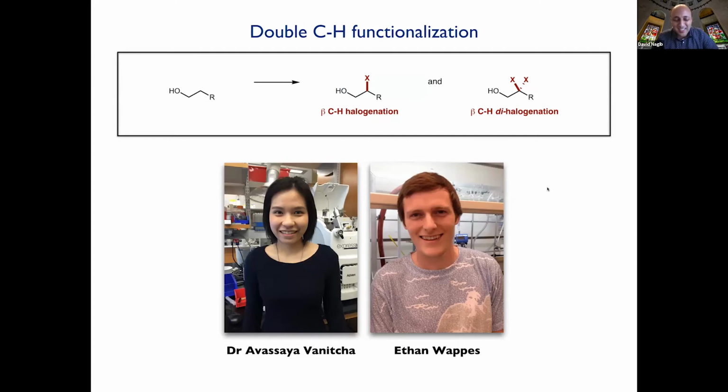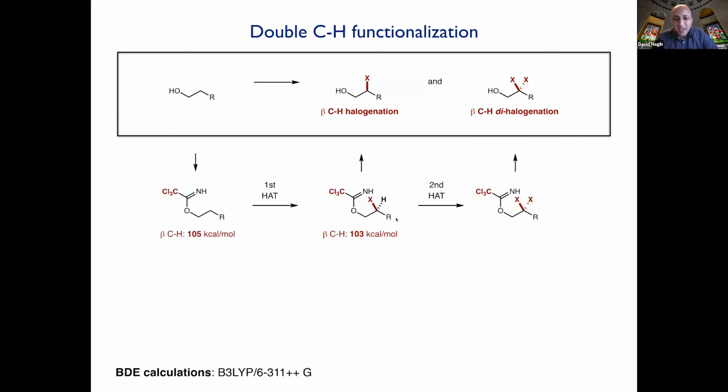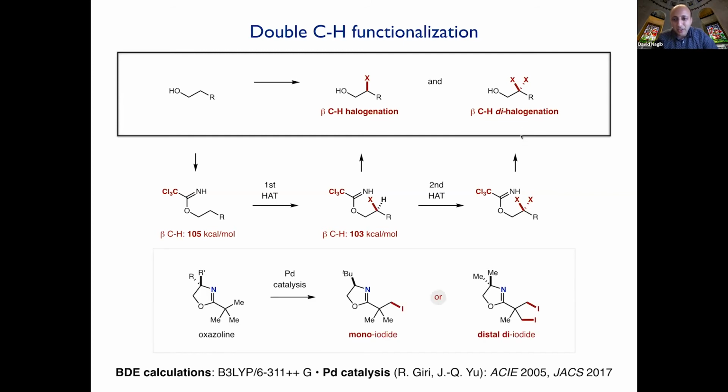We've been obsessed with this idea since the work of Avasay and Ethan, who were interested in intercepting the intermediate halide. So again, we made the imidates, we did beta CH functionalization to get to the halide, and of course we were cyclizing across that halide to get to the CN product. But in this case, we simply hydrolyzed the imidate off sooner. We could get to the beta CH halogen. Or what we could do is, we actually calculated that the CH next to the halogen is about 2 kcals weaker than the original CH. And so you can imagine thermodynamically, there'd be some preference for doing a second HAT at that position, getting to these geminal dihalides. So again, just a note on complementarity.